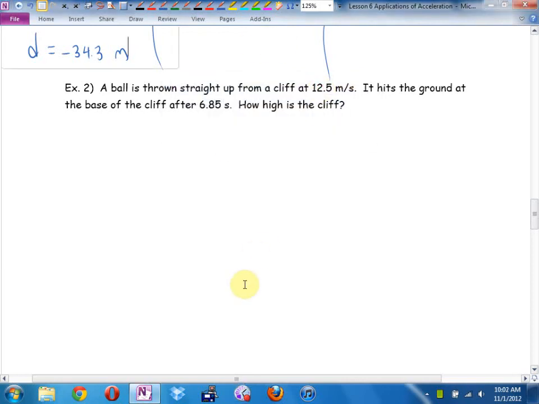So continuing from where we left off, the ball is thrown straight up from a cliff at 12.5 meters per second. What is that 12.5? Well, first of all, read the question. What are they asking me to find? Okay, let's write down d equals question mark.